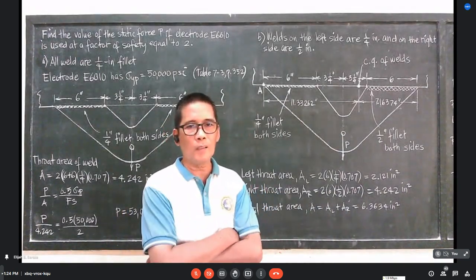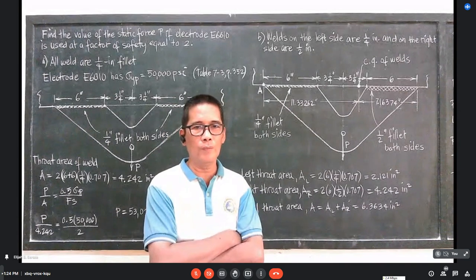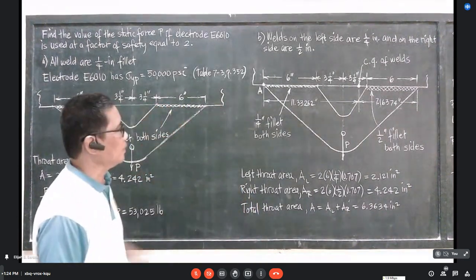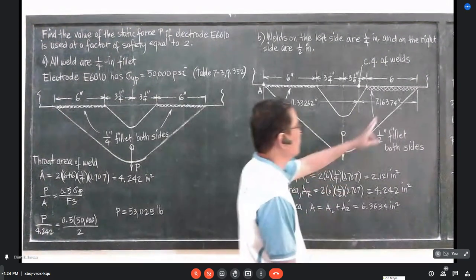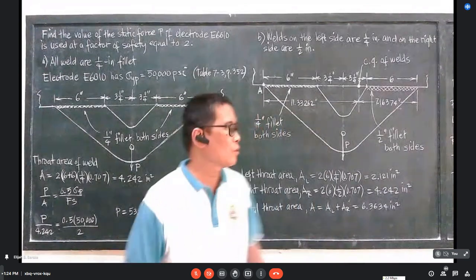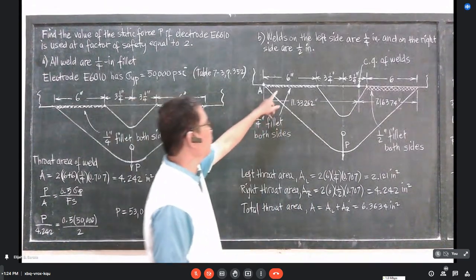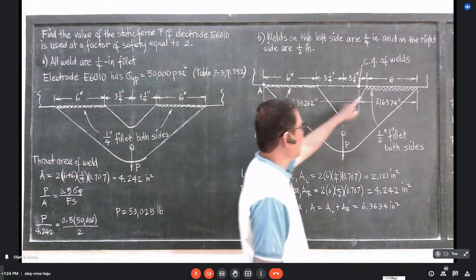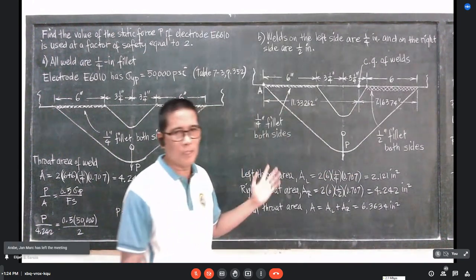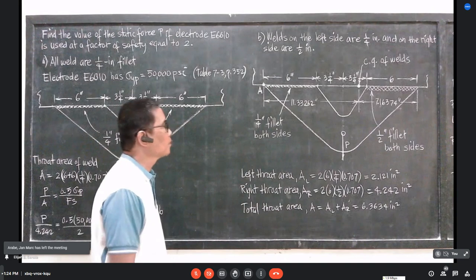For the next part, we're going to modify the same bracket, but this time we'll make the right portion a little bit larger. You will notice this is still 1/4 inch fillet, but this side is now 1/2 inch fillet, both sides. So what happens now?